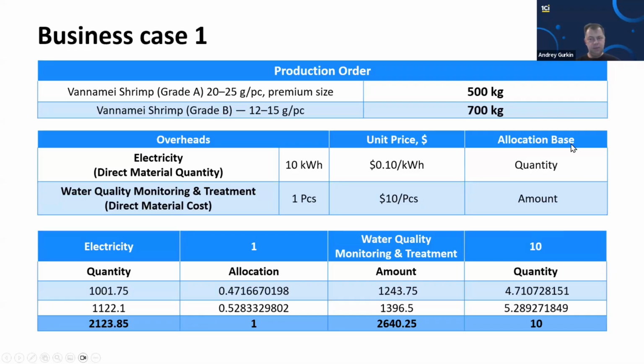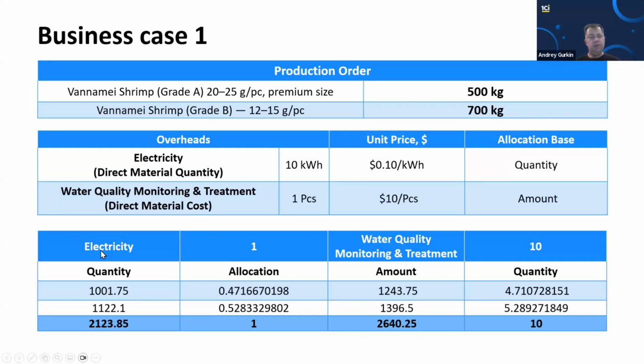And finally, you can see the allocation base. For the first service, we will be using quantity. For the second, the amount of direct material cost. And this is the very simple proportion. You may see a lot of 0.47, etc. Don't worry, once you drive, it will be calculating it instead of you. But you can see this proportion for both of the services.